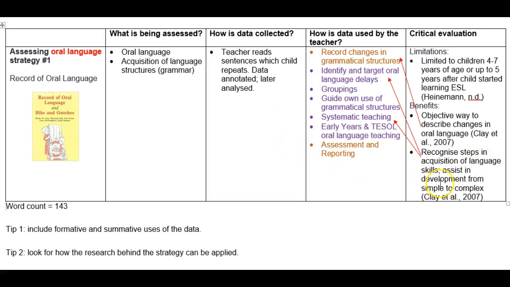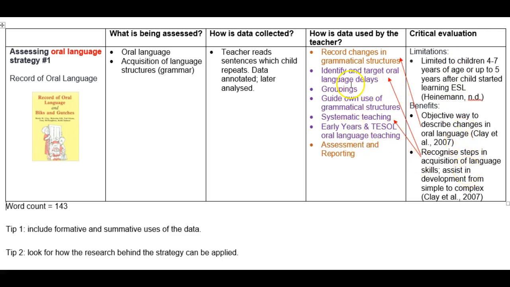These last 2 columns of the table is where more information comes in. So if I start with the critical evaluation first, critical evaluation needs you to explore what research and scholarly literature is saying about the assessment strategy, and you'll see here that any of these dot points are referenced for that reason. So highlighting any limitations that the assessment strategy has and any benefits that the assessment strategy has.